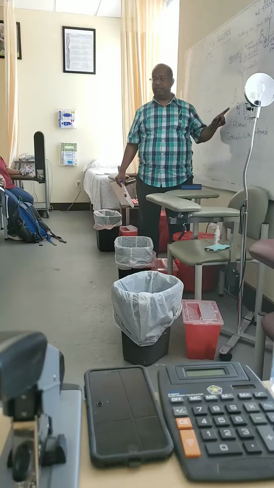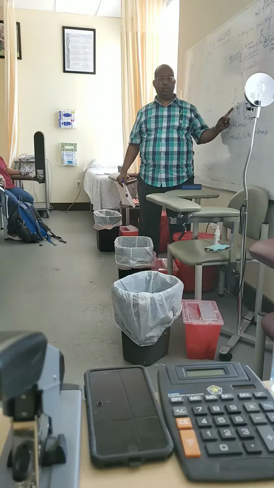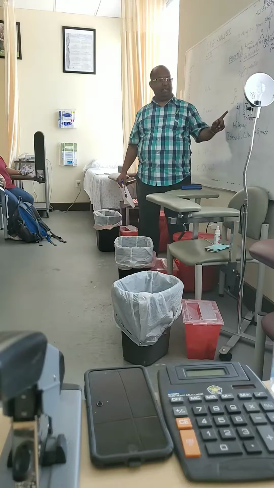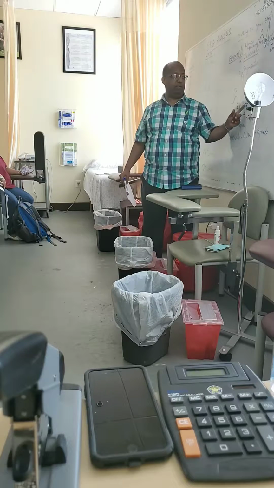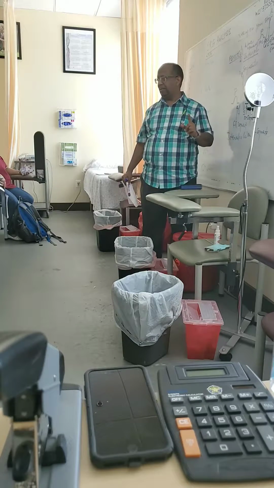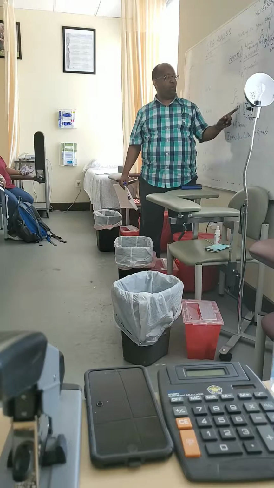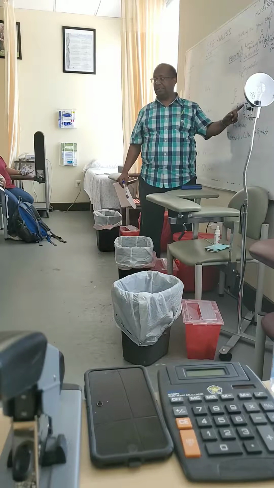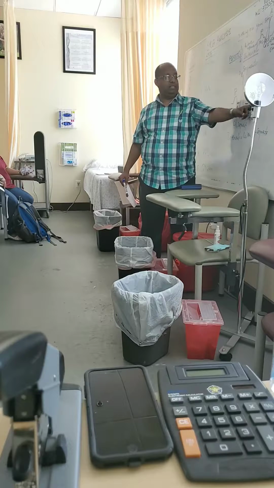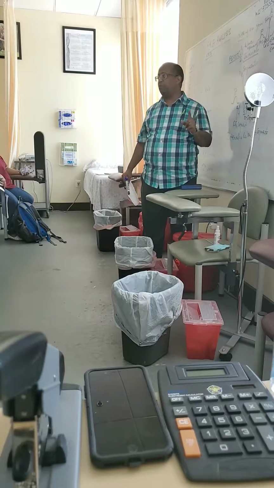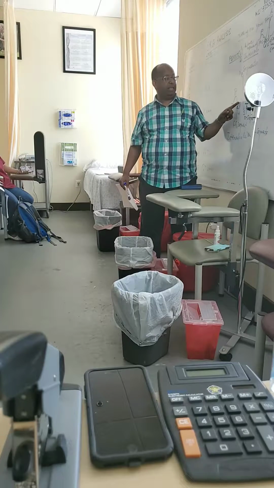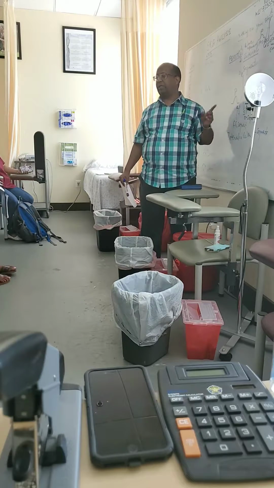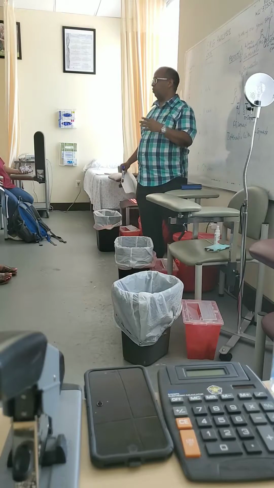So you have the P wave, the PR segment, and it will give you the PR interval. Here you have the ST segment and the T wave, which gives you the ST interval. You have the Q wave, R, and S, and from here to here is the QT interval. And Q up to S we call the QRS complex.